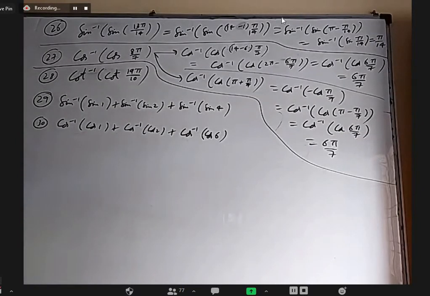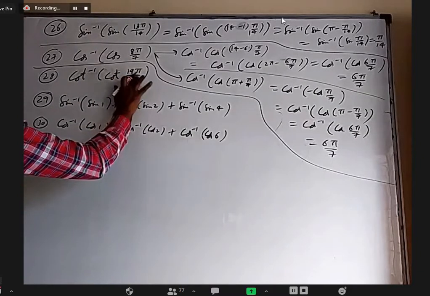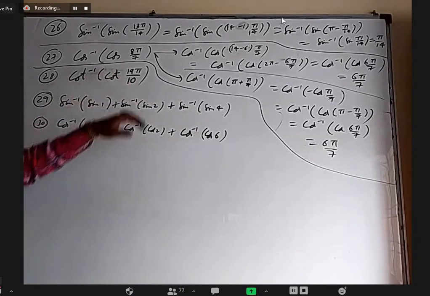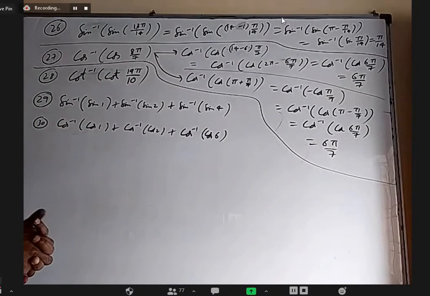Sir? Yes, please. Sir, I got disconnected and came back now, but still I'm not able to see the board. So can you repeat the 28th question, what you wrote? Cot inverse cot 19 pi by 10.